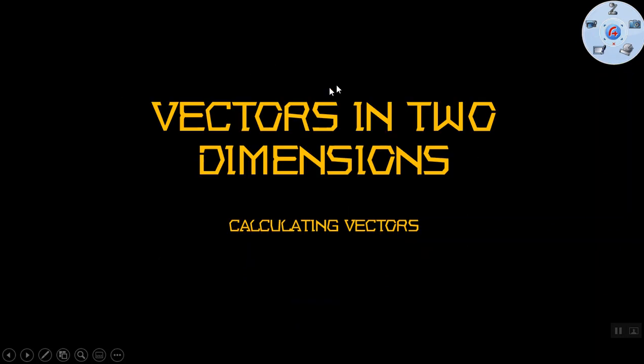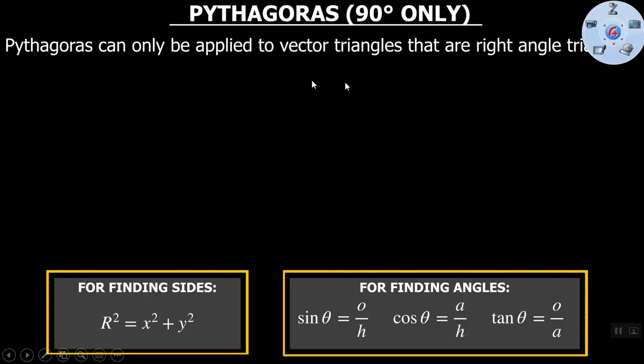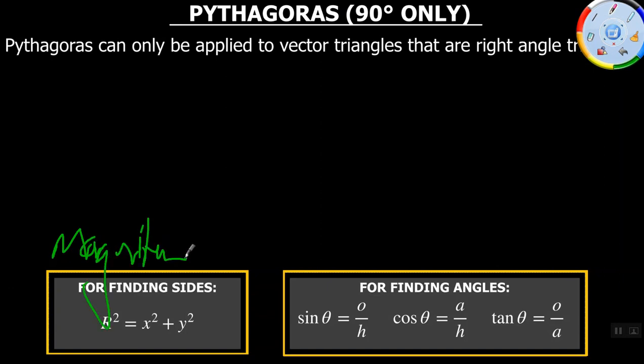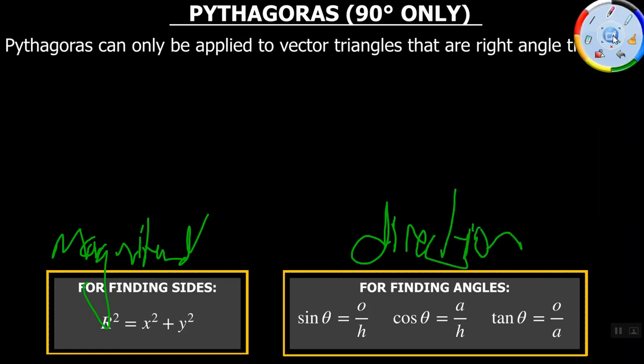Okay, so how do we calculate? That's the drawing part. How do we do calculations? Remember, we can use Pythagoras' theorem if it's 90-degree vectors. Now remember, a vector has a magnitude and a direction. If we go back to some of our previous slides quickly.